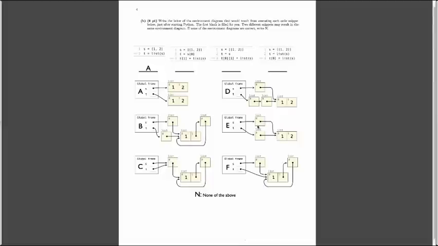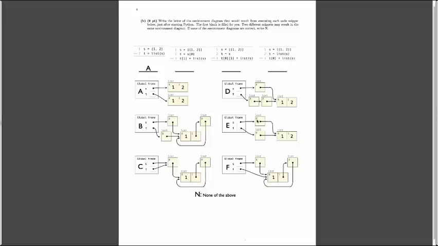Okay, hello, my name's Max, working on fall 2013, midterm 2, problem 2b. It's asking us to write the letter of the environment diagram that would result from executing each code snippet below just after starting Python. The first blank is filled in for you. Two different snippets may result in the same environment diagram. If none of the environment diagrams are correct, write N.